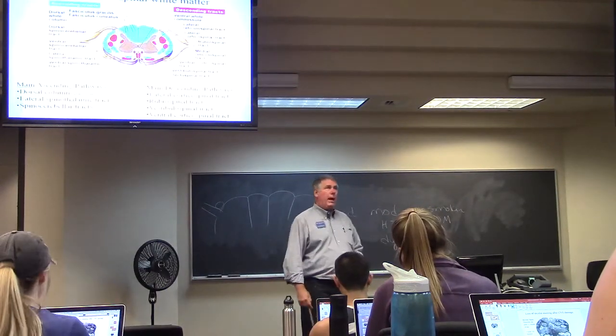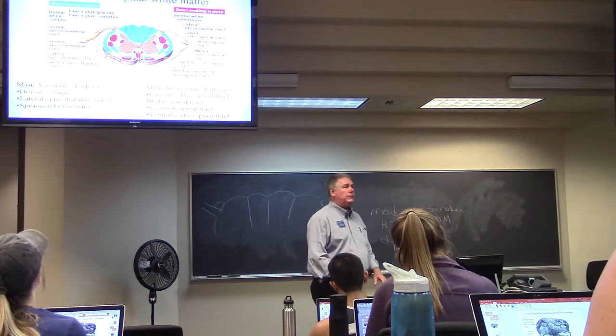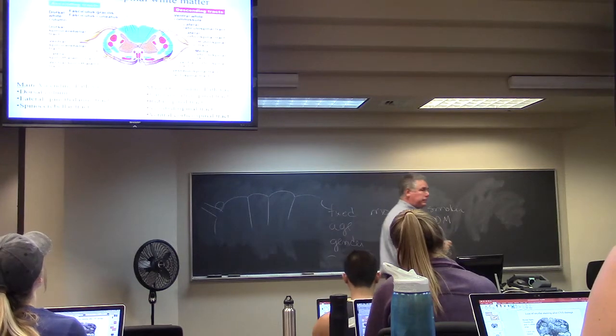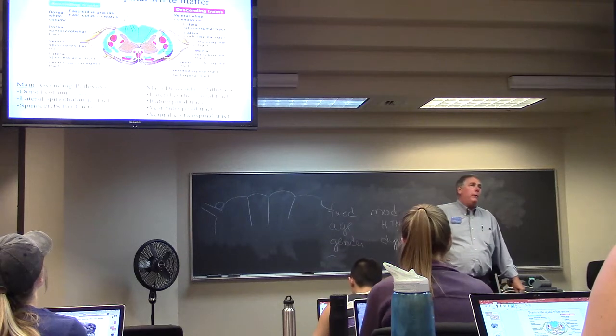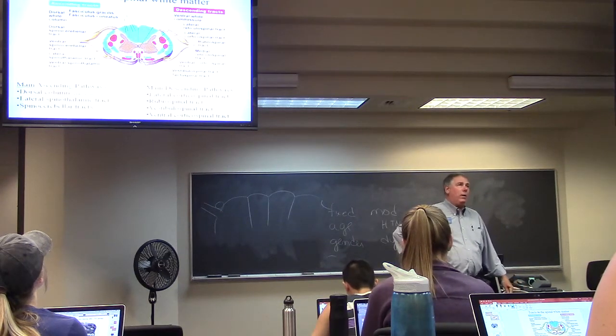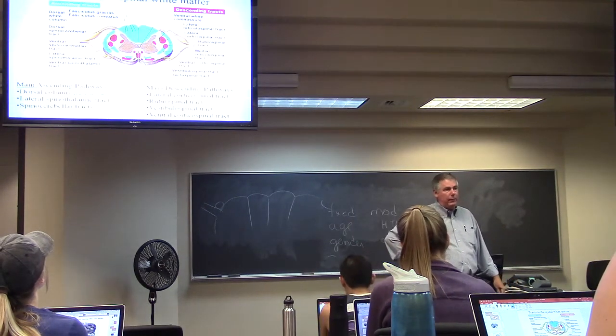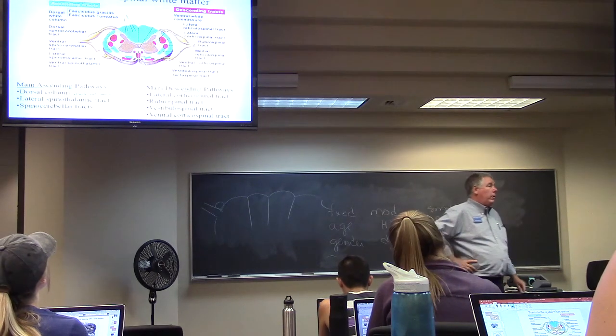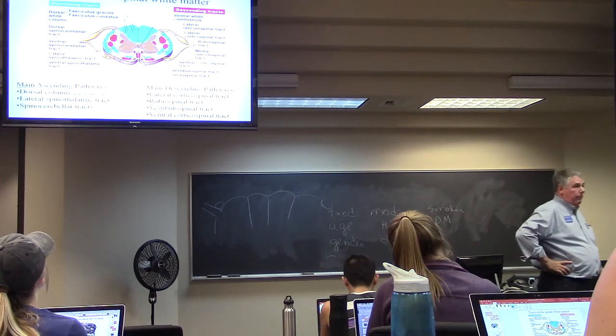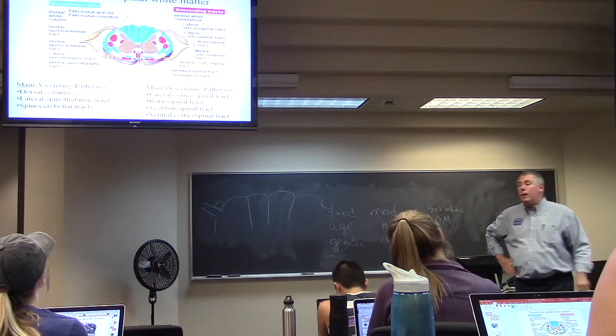All right, now it's much easier. Okay, so if we look at the white matter tracts, here we go. There are three main ascending pathways. There are a bunch of ascending pathways, but we're going to focus on three. One of them we already talked about is the dorsal column.